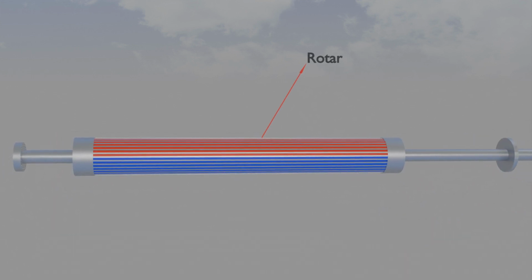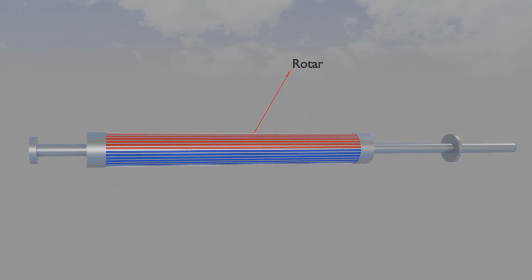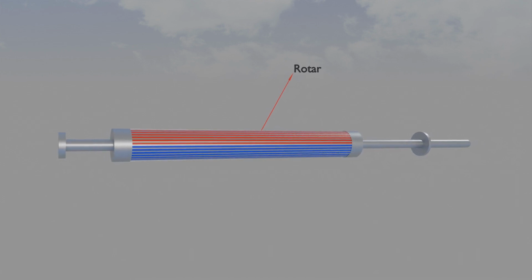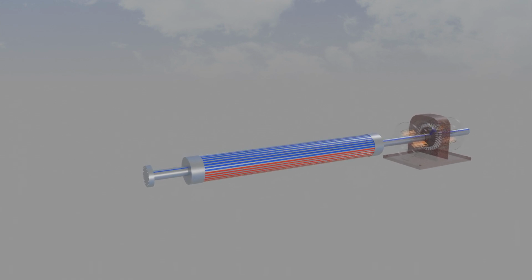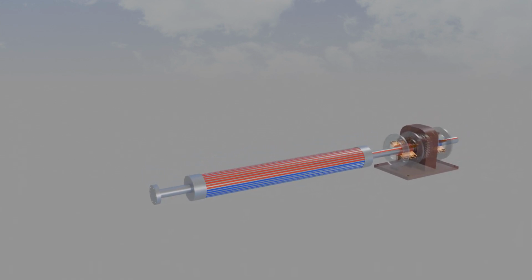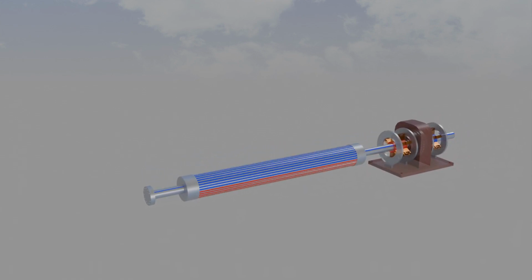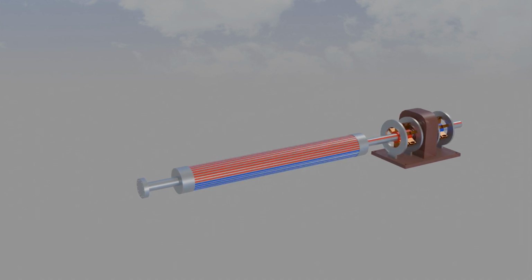The rotor is the rotating component of the generator. It can be either a salient pole rotor or a non-salient pole rotor, depending on the design. As the rotor turns, it cuts through the magnetic field lines established by the stator windings.